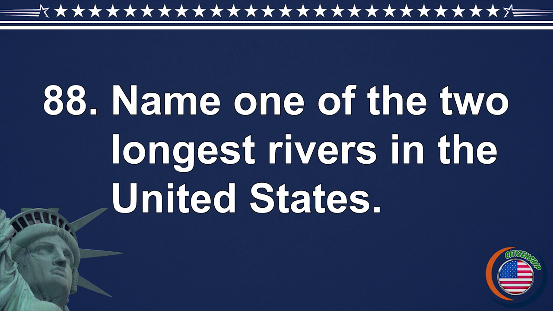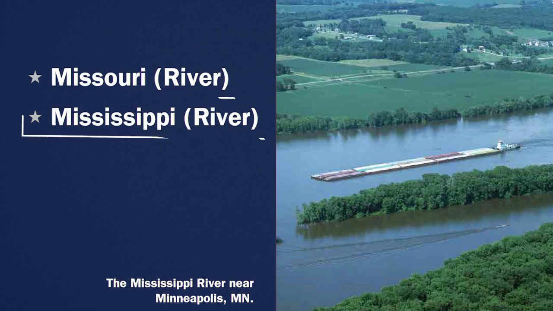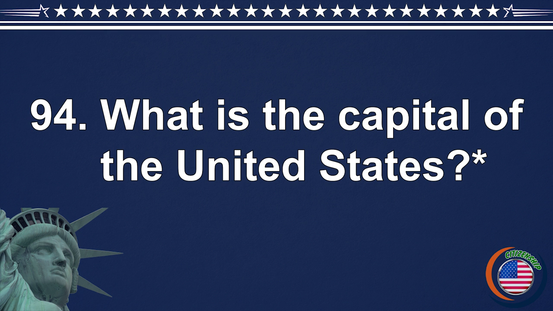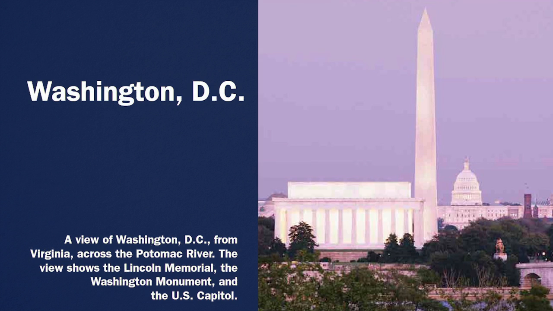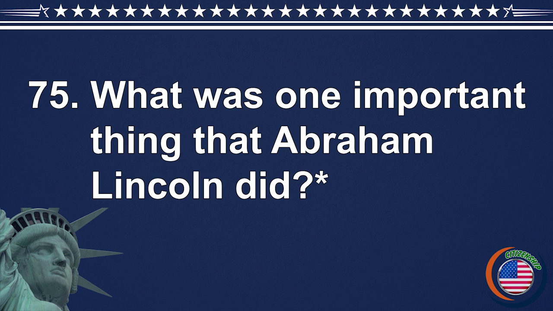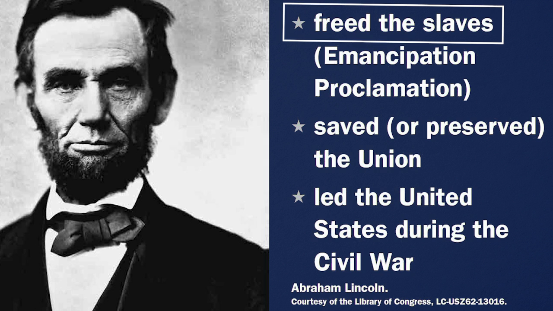Name one of the two longest rivers in the United States. Mississippi River. What is the capital of the United States? Washington, D.C. What was one important thing that Abraham Lincoln did? Freed the slaves.